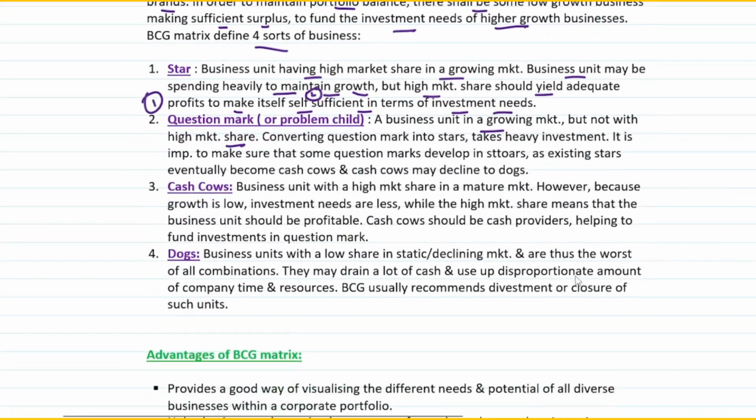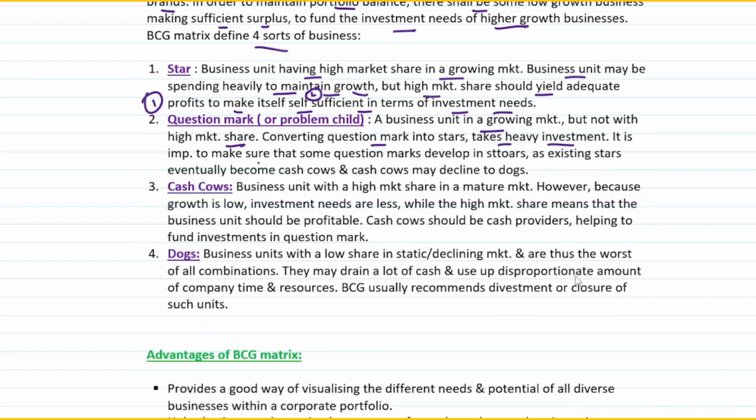Why is that so? Converting question marks into stars takes heavy investment. So there may be a lot of market growth in it, but there may not be a big market share, because you may not have sufficient funds for what? For converting a question mark into a star, because it itself takes a lot of heavy investment. That means it is not self-sufficient in a way. That's what it wants to indicate.